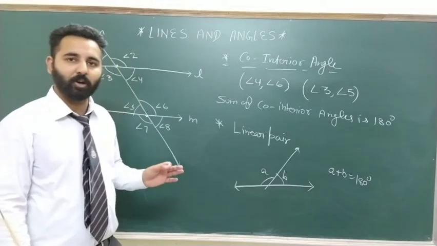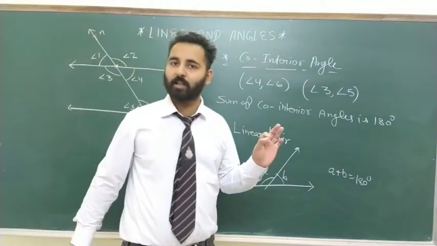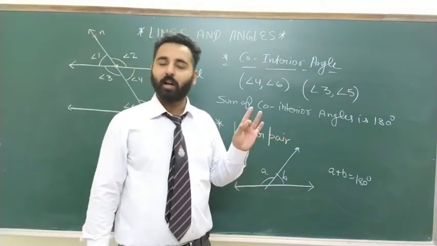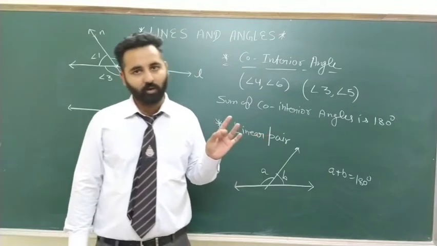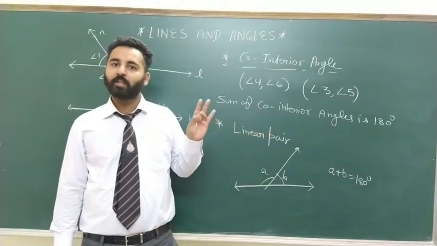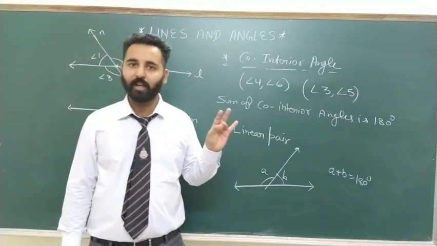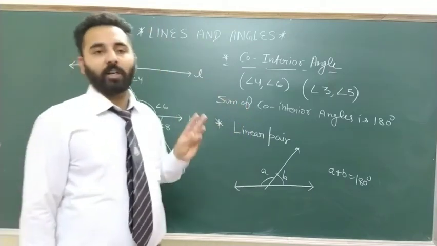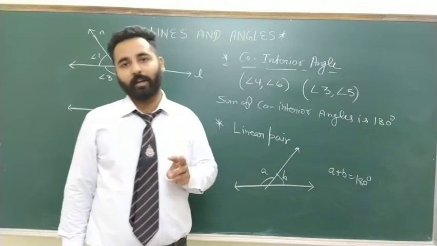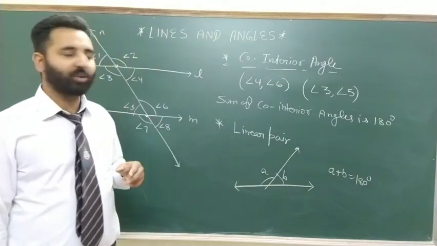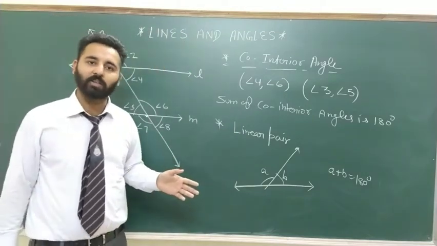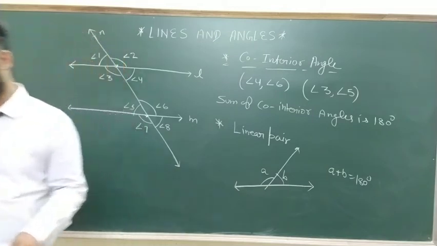Just keep in mind, vertically opposite angles are equal to each other. Alternate interior angles also are equal to each other. Same way corresponding angles are equal to each other. But for co-interior angles, the sum is equal to 180 degrees. And in the case of a linear pair also they are not equal, the sum is equal to 180 degrees.